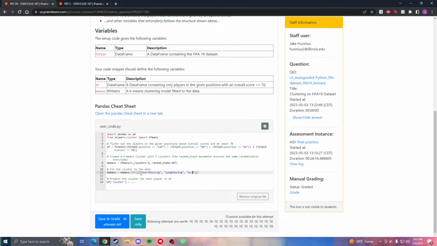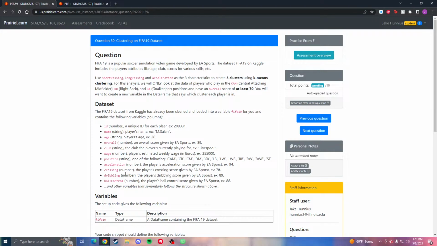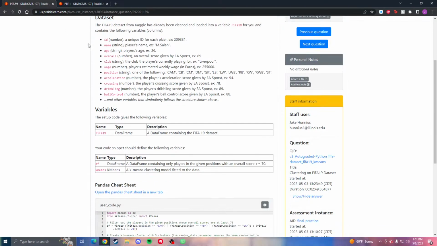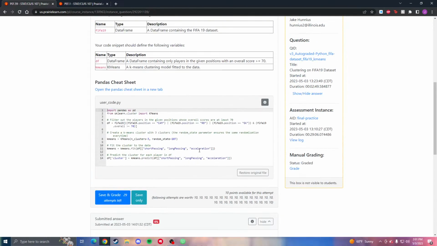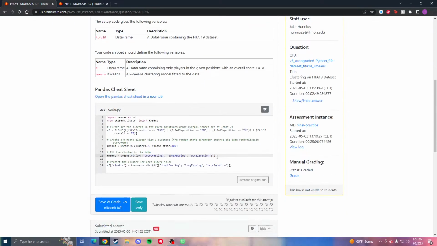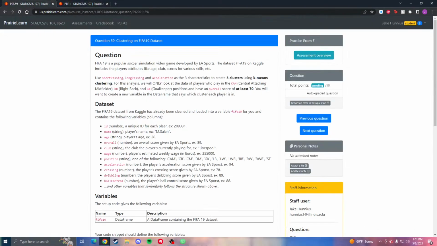Yes, we can do that one. I think it's this, but I might have the syntax wrong. All right, what did I do wrong? Oh yeah, I misspelled acceleration. And then there's our 10 out of 10.